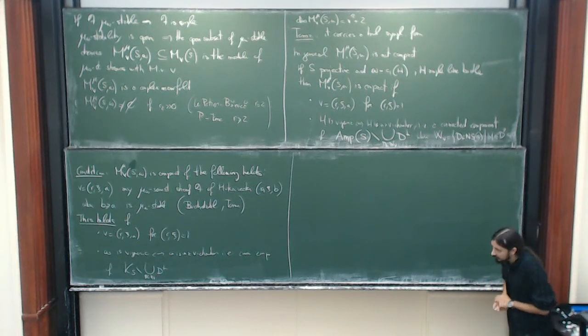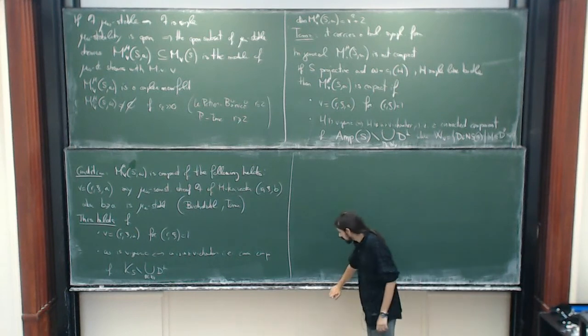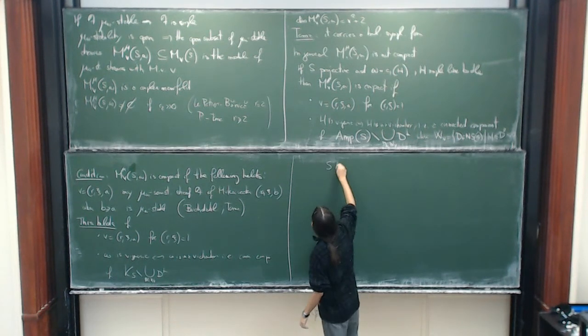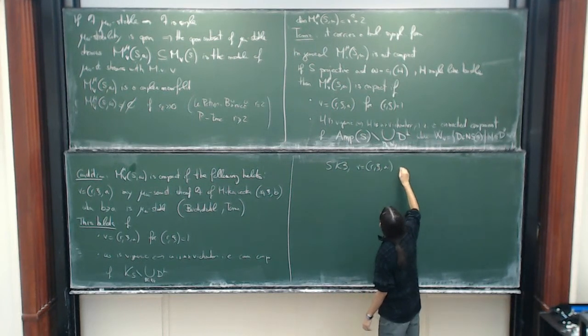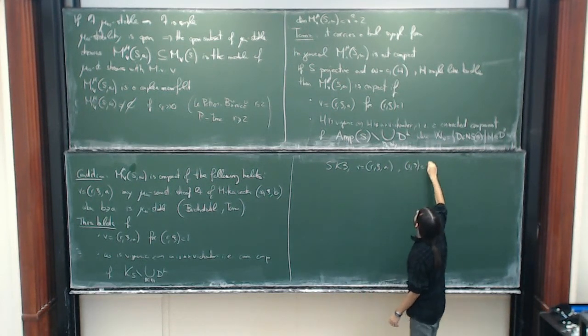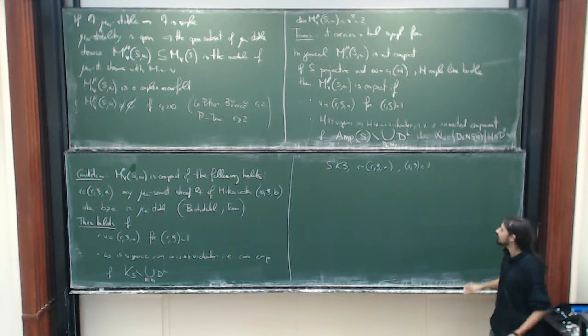And so we have the same notion of v-genericity. Now we know that if S is K3, any v is of the form (r, ξ, a), where r and ξ are prime to each other, and omega is v-generic.